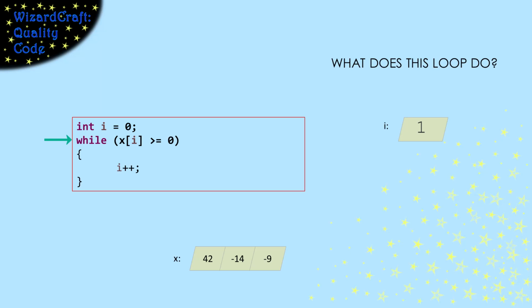We go back to the top of the loop. Since I is 1, we are now looking at x sub 1. That is negative 14, which is not greater than or equal to 0. So the condition is false, and the loop ends. See? We stopped at the first negative number.